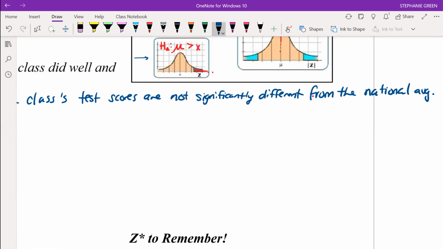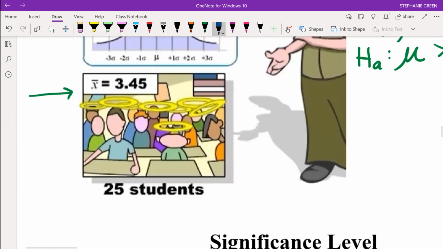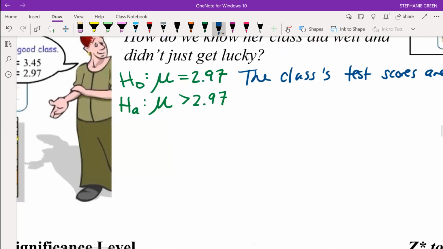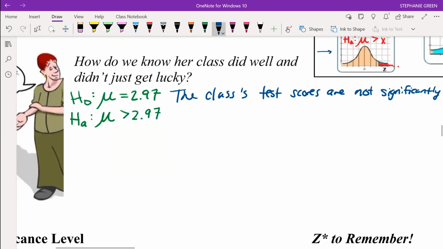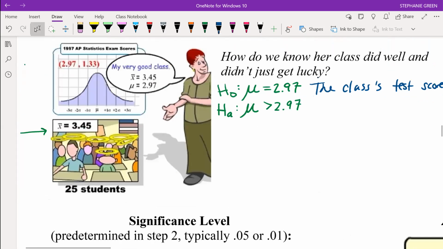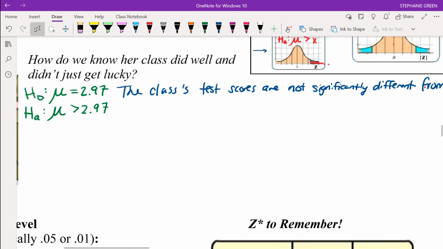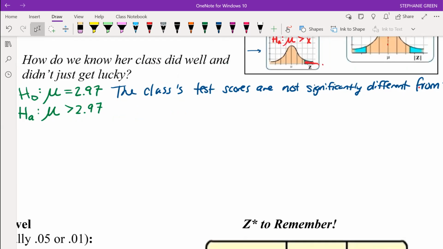Okay, we already know they're not going to be the exact same. We already know that their mean is 3.45, which is definitely greater than 2.97. So we're not saying that. We're just saying in our null hypothesis that 3.45 would not be statistically significantly different from that 2.97. Okay, and then of course our alternative hypothesis is the opposite of that is true.